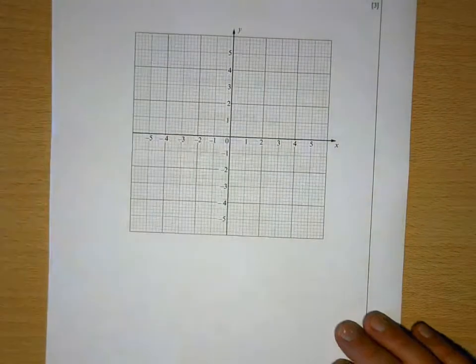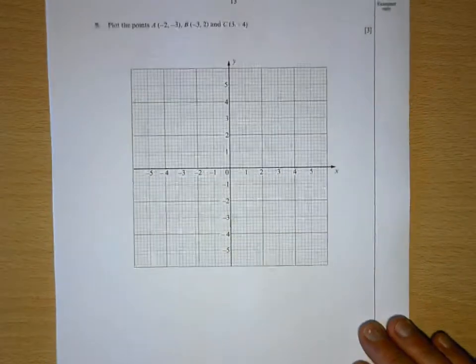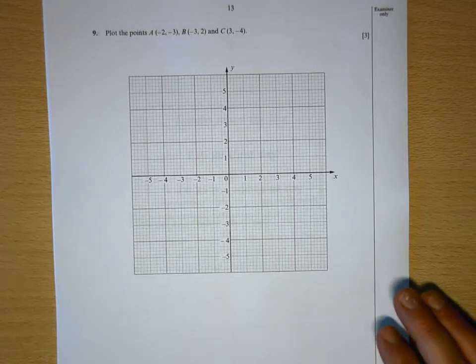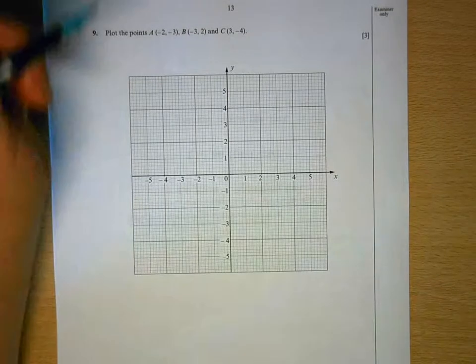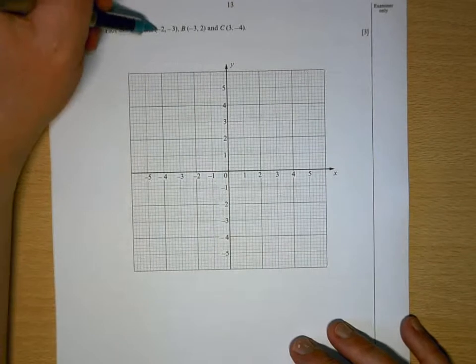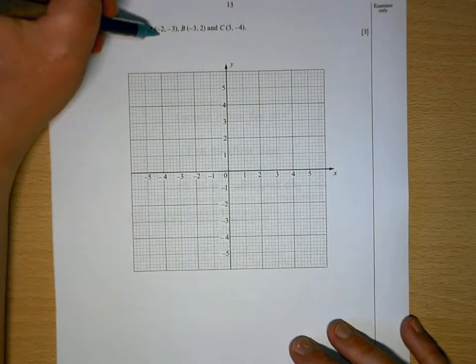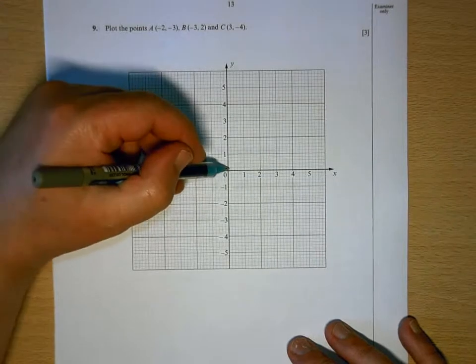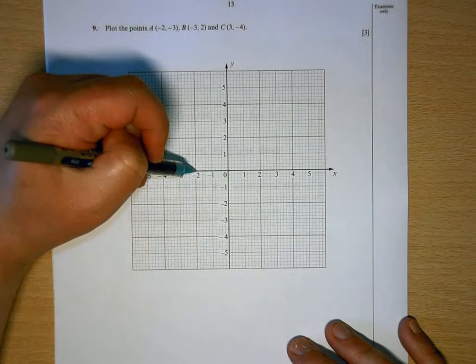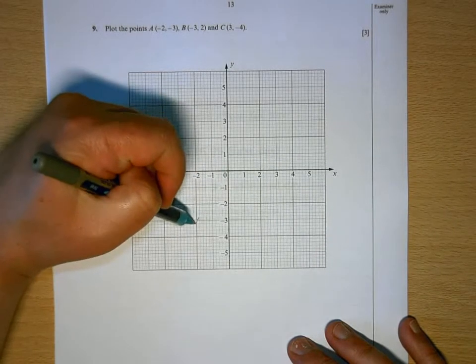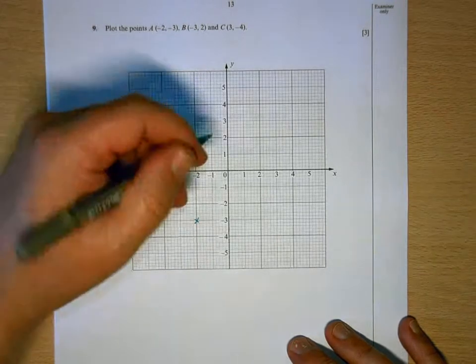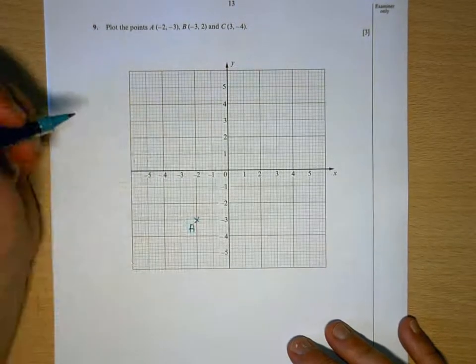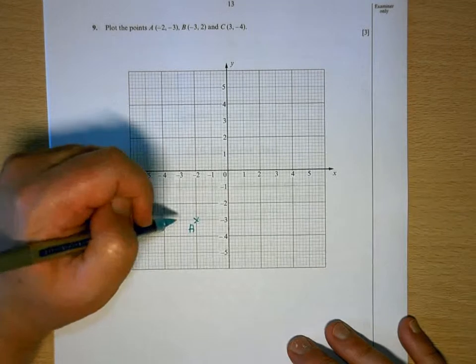And the last question that we look at in this first half of the video is coordinates. Plot the points A, minus 2, minus 3. The first number is always the horizontal in the x direction. So minus 2 is there, and then minus 3 takes you down to there. Put a cross where it is and write A next to the cross. Don't write A over where it should be.